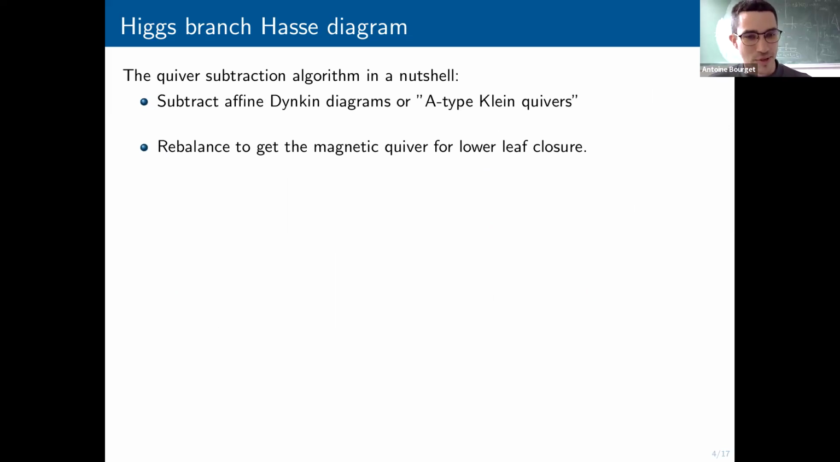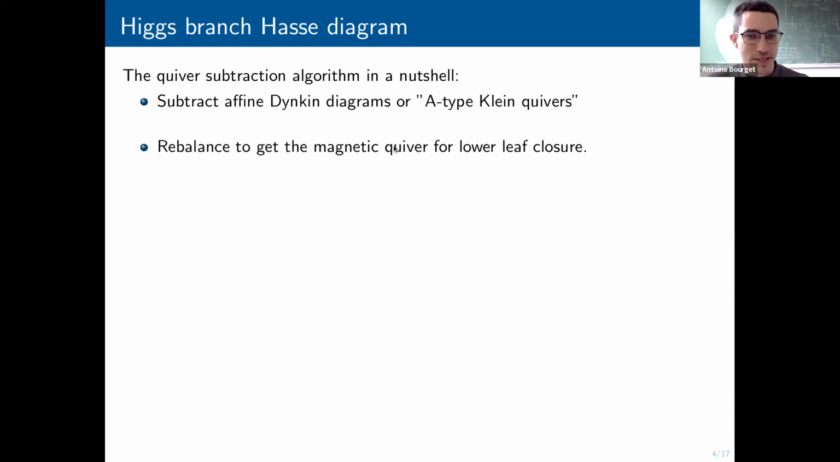So this is a story that we have developed over the past few years. And why did it take so long? Well, the idea is simple. As I said, you subtract, say, either affine Dynkin diagrams or A-type quivers, and then you have to rebalance. I won't go into the details, it's not too important here.